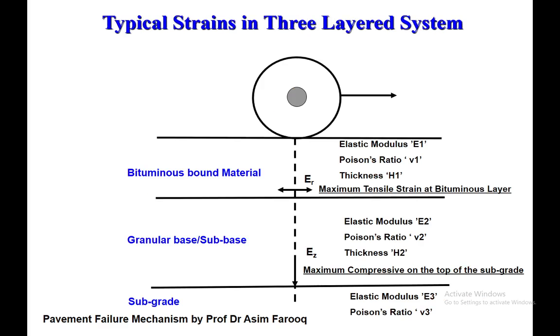The next topic is about the typical strain in the three layered system. So we will talk about the three layer system at a design level. The first one is bitumen bound material, the second one is granular base material, while the last one is subgrade material. First one is what is basically elastic modulus. So you need to understand some of the concepts as well.